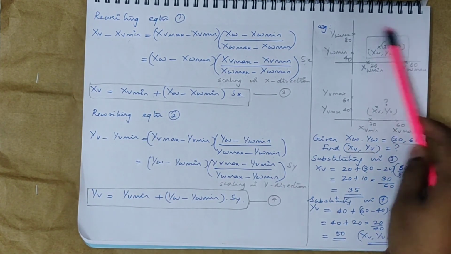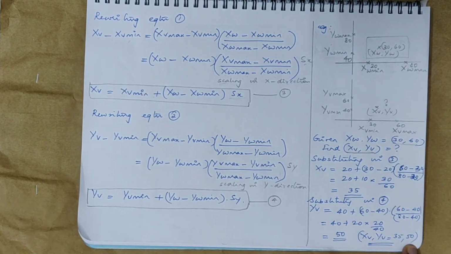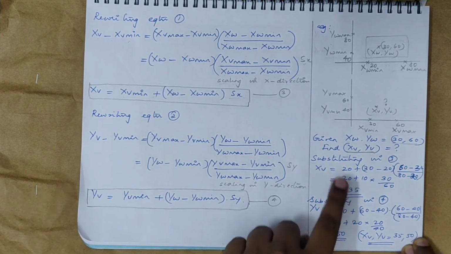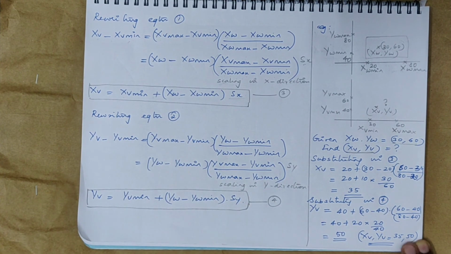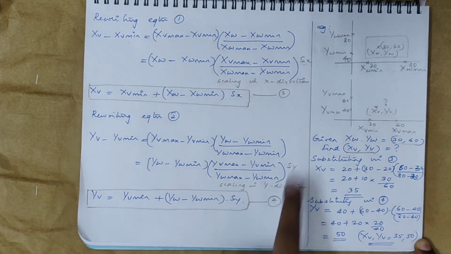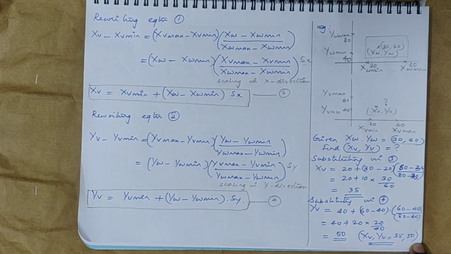Directly substituting the values in these two equations, all the values are given. If you substitute the values, you will get xv as 35 and you will get yv as 50. So this is just a numerical example to convert a point given in the world coordinate system to the equivalent point in the device coordinate system. You can just see how the values are being worked out.